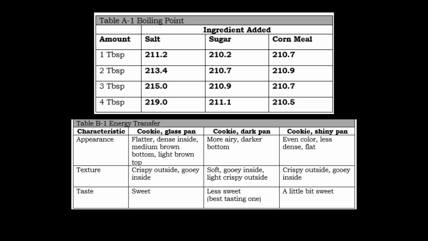I knew salt would have the biggest impact on boiling points. With the cookies, the shiny pan is usually the go-to when making cookies. I was more surprised that I liked the dark pan cookies better.